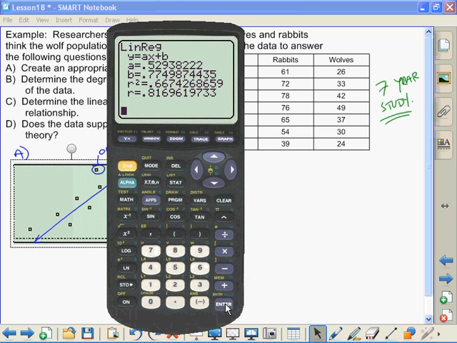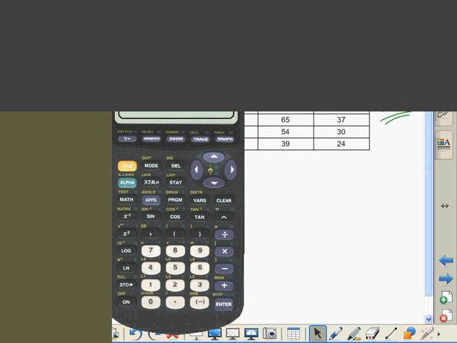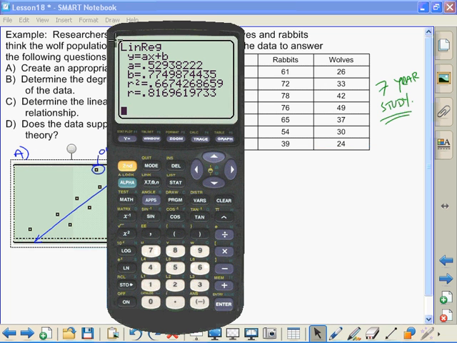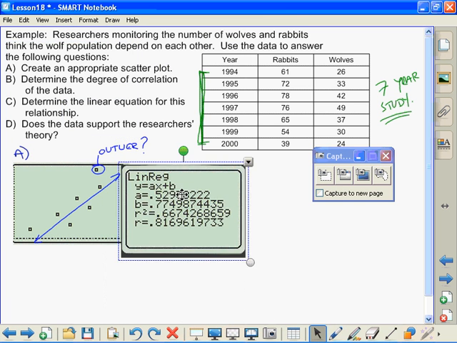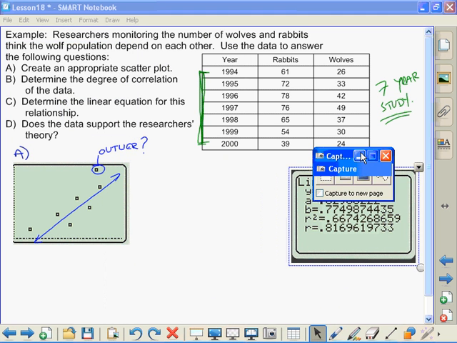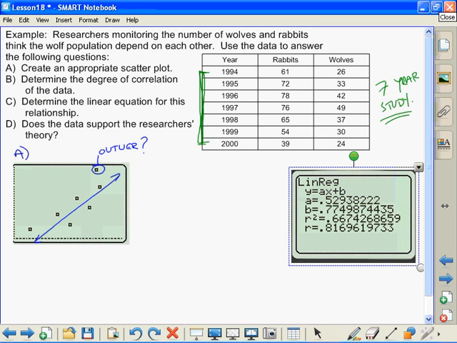And again, I'm going to write it down or copy it onto the page here for myself. And you can write down the information for yourself. So now I have a bunch of information that I can use to answer the rest of the question. So B part. Determine the degree of correlation. That's my R value. And this one turns out to be 0.82. Very, very similar to the other one. So R equals 0.82. So that's a fairly strong correlation.